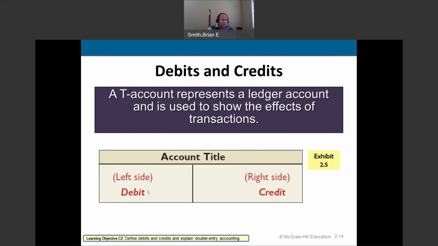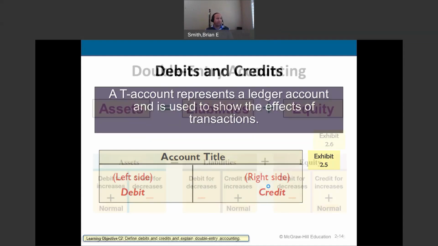The left side of this T account is a debit, no matter what. The right side is a credit, no matter what. Debit's on the left, credit's on the right. That's how it is. It doesn't matter what kind of account it is: asset, liability, equity, revenue, or expense, it does not matter. The left side is a debit, the right side is a credit. And hopefully you understand that concept.